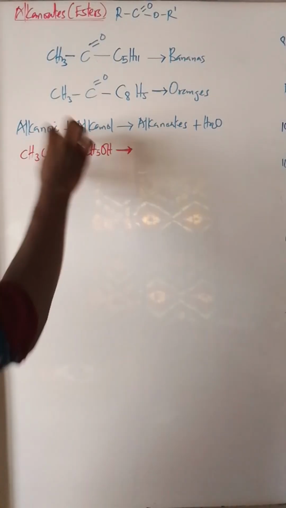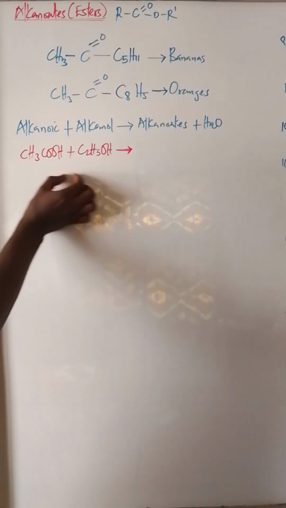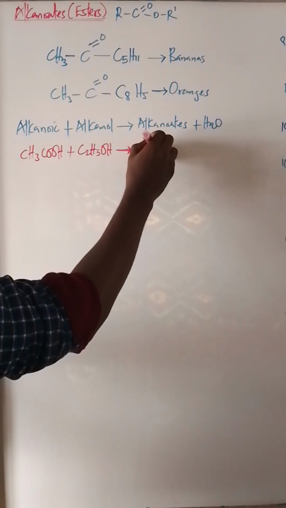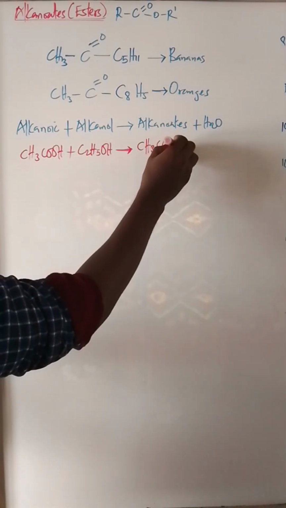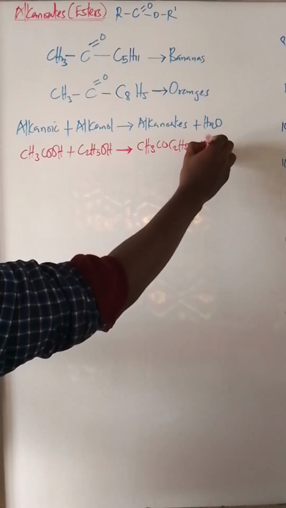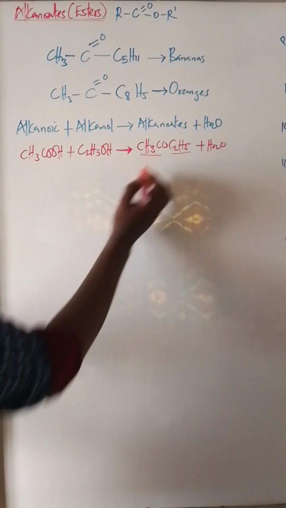So here, take this H and take this OH. Then you attach this C2H5 to the back of the CO. So at the end we have CH3CO, with the OH gone, then this C2H5 comes to meet it. The H and OH here form water. So this is what? Ethyl ethanoate.